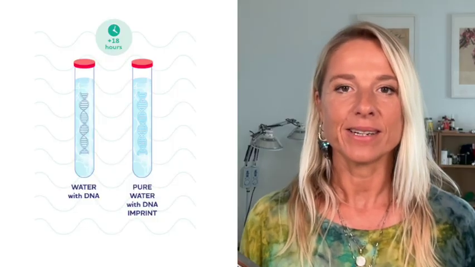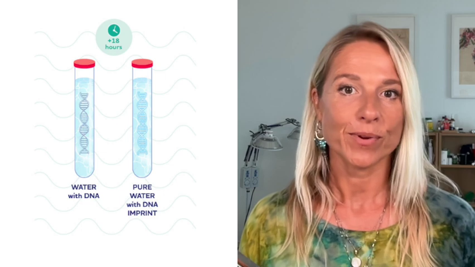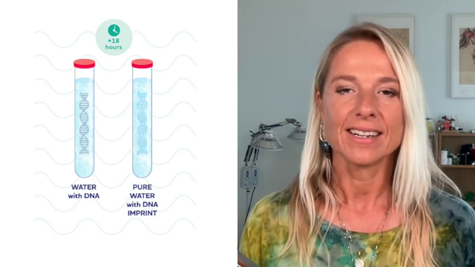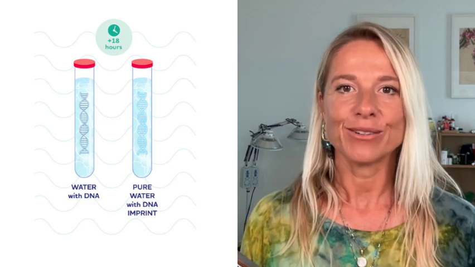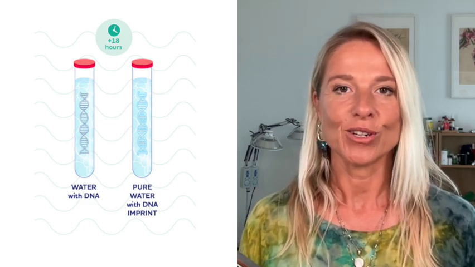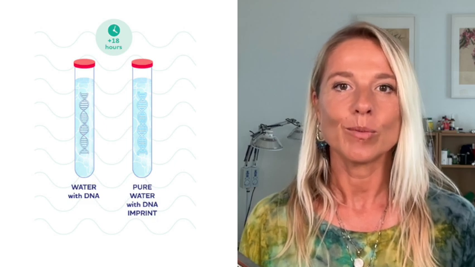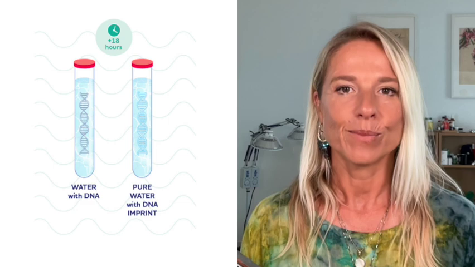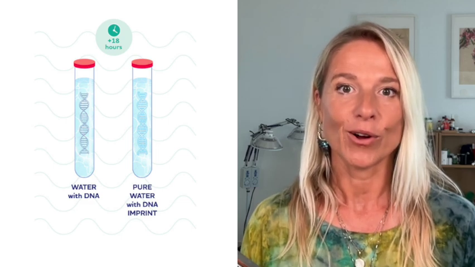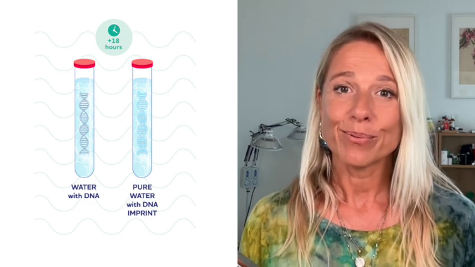And what was amazing was that after 18 hours, the test tube that was previously just pure water showed the imprints or the information that was contained within that bacterial DNA test tube. It showed that information within the pure water test tube. So there could be DNA information read from the test tube that was previously only pure water. So that's pretty amazing, right? So how does this work?